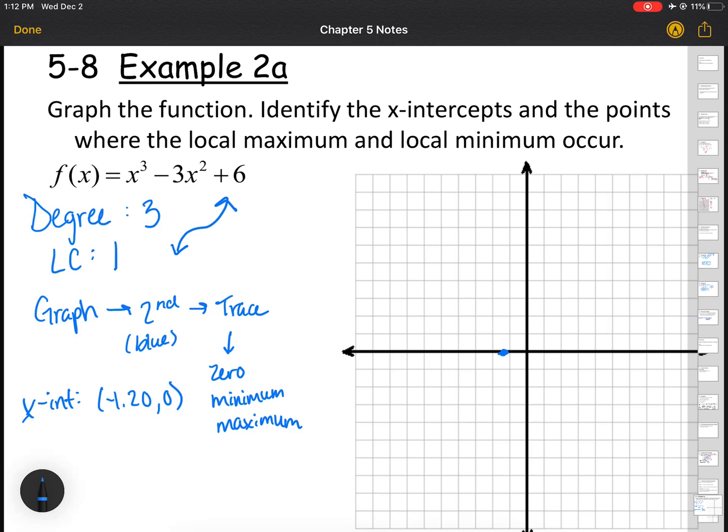Then we could do the same thing to find the local max and local min. If you hit second trace again and hit minimum, and then do the left bound, hit enter, and then tab to the right for the right bound, or upper bound, and hit enter. It'll ask to guess, and you hit enter again, and it's going to give you the local minimum. So that local minimum, it tells you, is going to be at 2, 2.